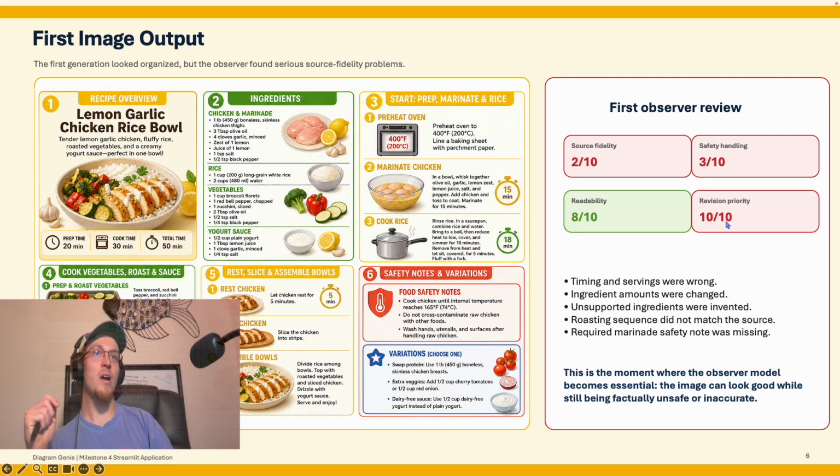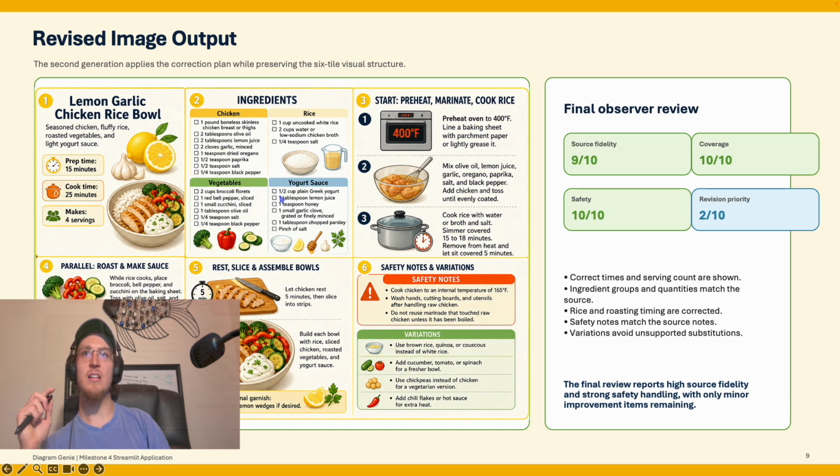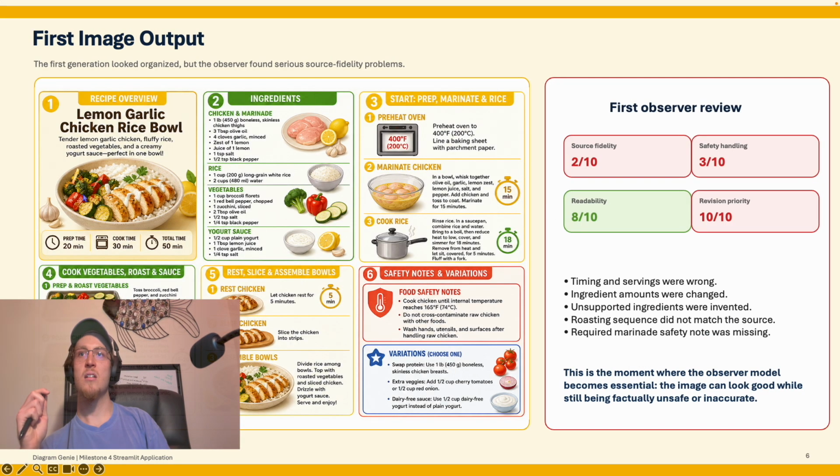And it's great because it gives the notes. It says the revision priority is 10 out of 10. This is huge for what I've created because it's like there's something really big wrong, and it sees that the timing and servings are wrong, which I think is the cook time and the prep time. And we can see in the next version, the cook time is 25 minutes compared to 30 minutes. So I think that's kind of a big thing.